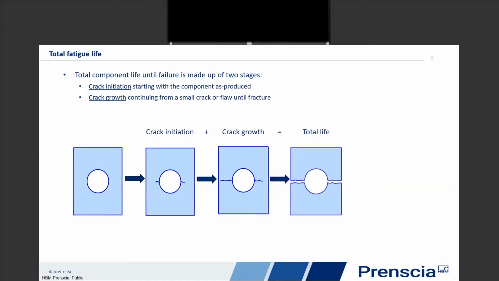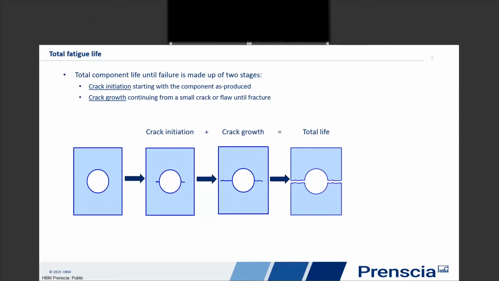Because of this, we tend to break the fatigue life into two different sections. One we call crack initiation, the other we call crack growth. Truthfully, they're both crack growth modes, but the crack initiation portion is growing through the microstructure, and hence we will see different performance between part to part because of that, because each microstructure is unique.